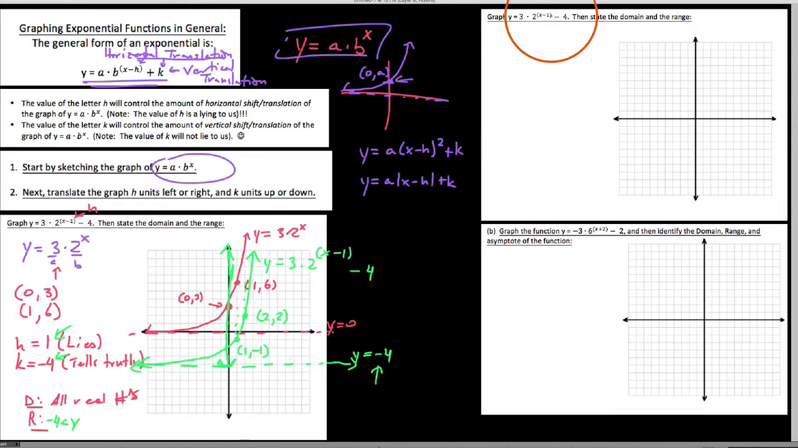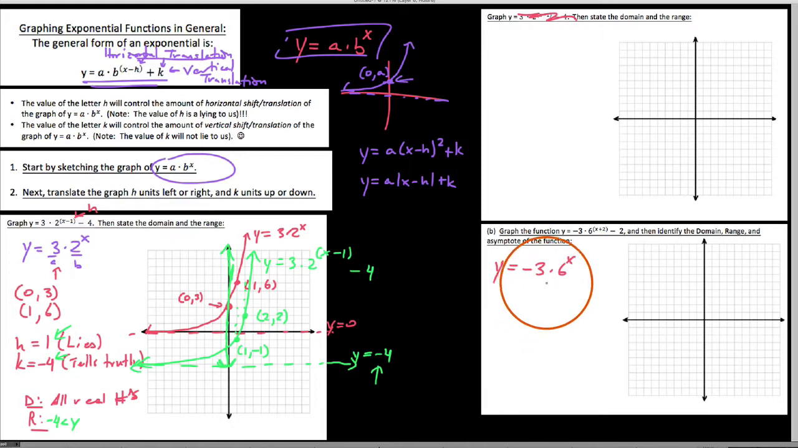So now these last two graphs, let's take a look at those. It seems that I pasted the same one here, so good, there's only one more graph to look at. Let's take a look at this graph here. We say graph the function y equals negative 3 times 6 to the x plus 2 minus 2, then identify domain, range, and asymptote of the function. We'll do the same thing here we did in the last one, which is start by just kind of throwing the graph of this together right here.